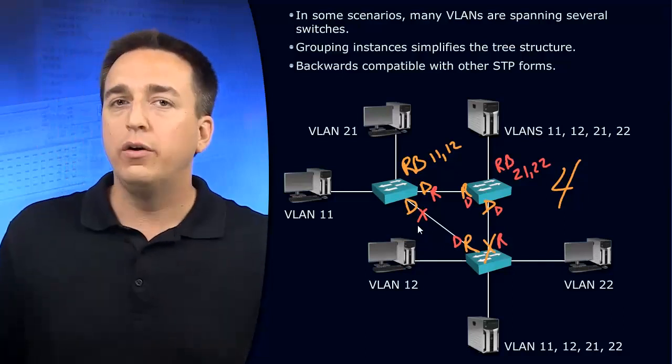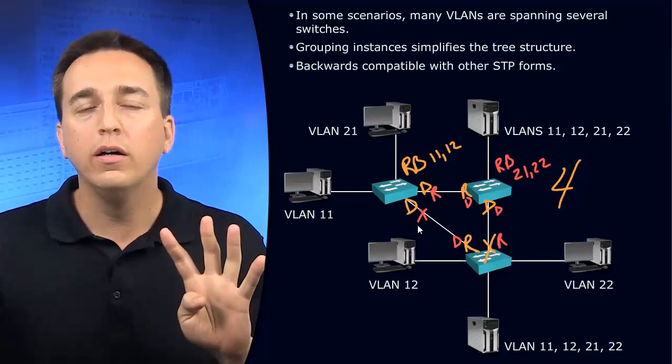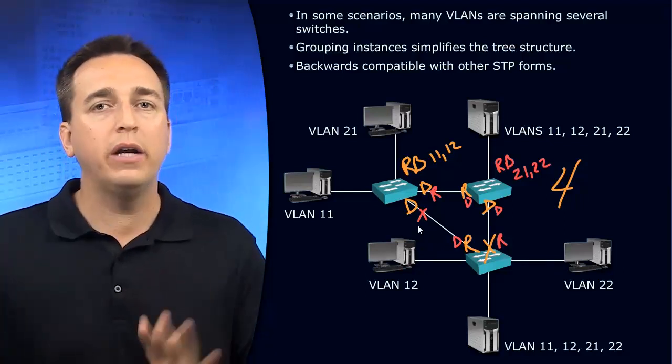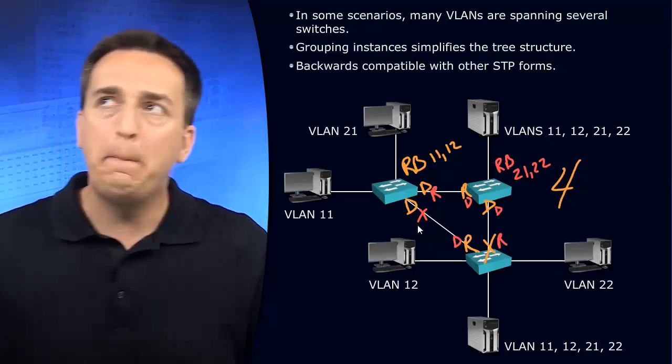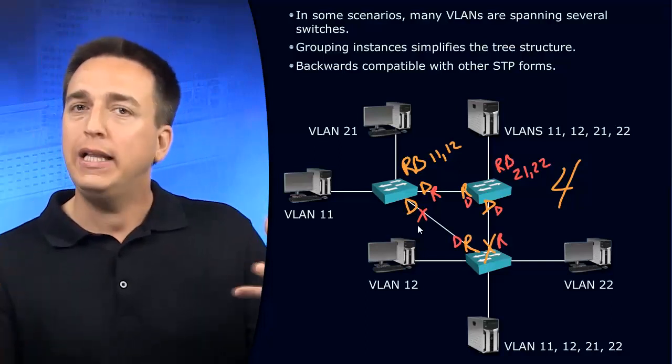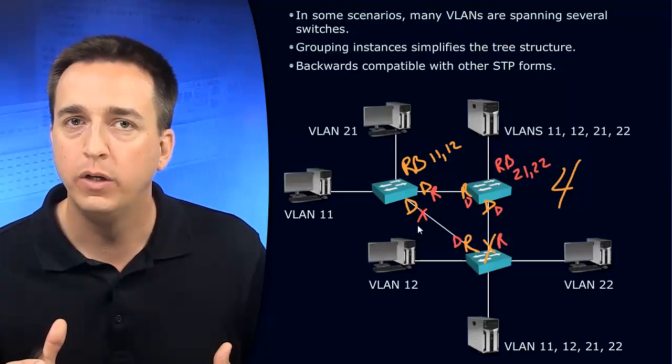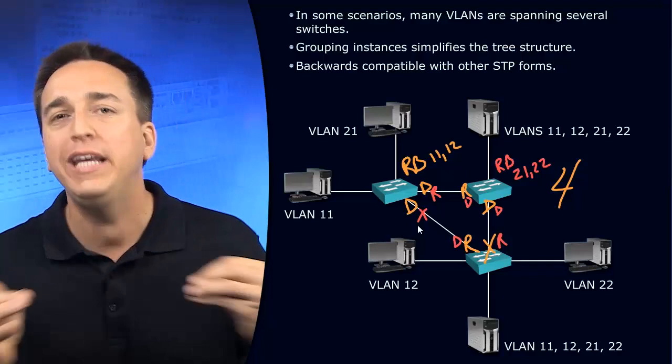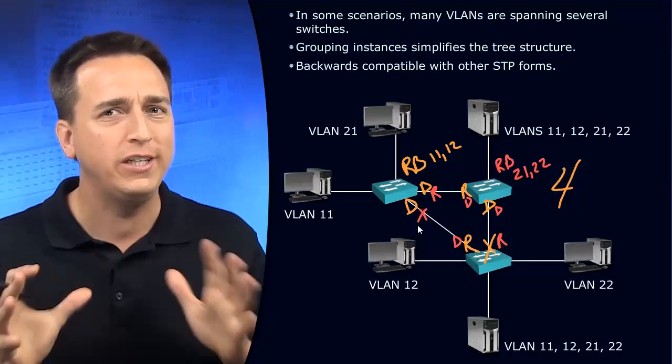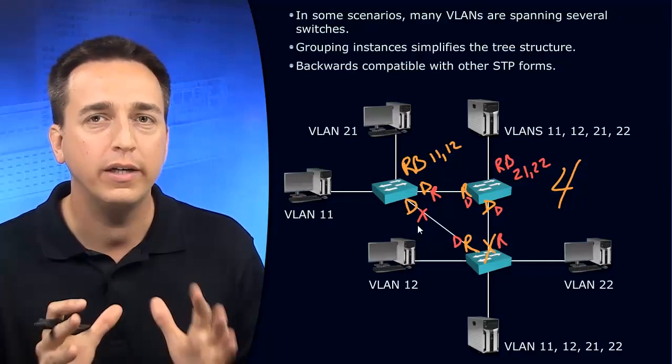In reality, though, we have 4 spanning tree instances running, 1 for each and every single VLAN, but how many tree-like structures do we have? Right, when you look at the topology, how many are there? There's really only 2, isn't there? There really is only 2.